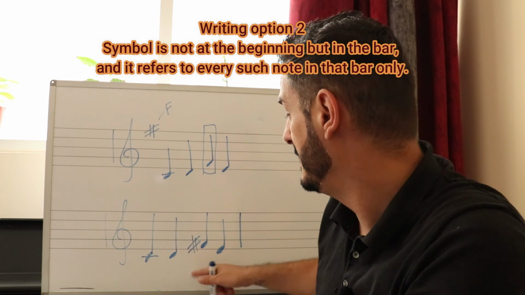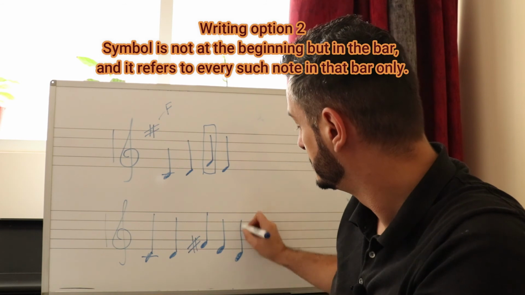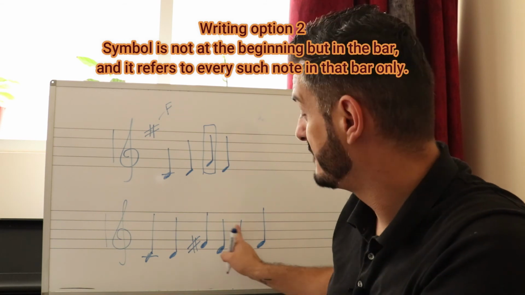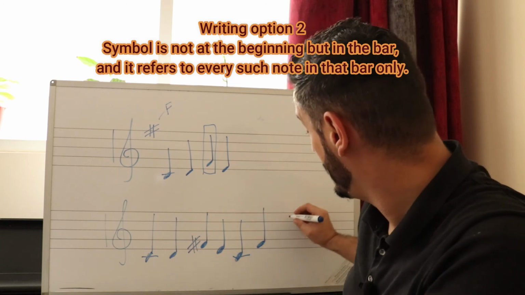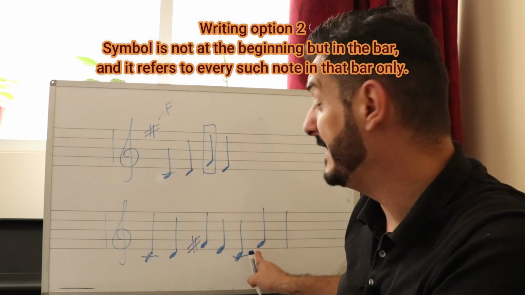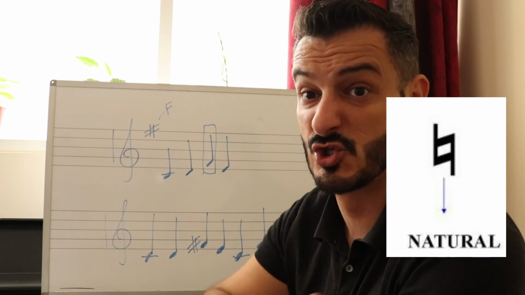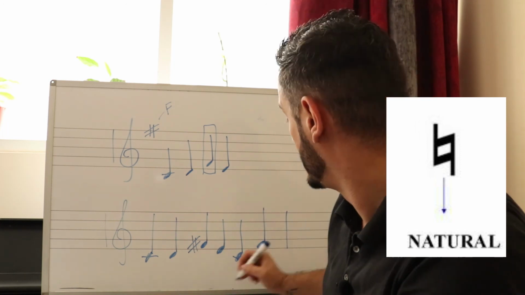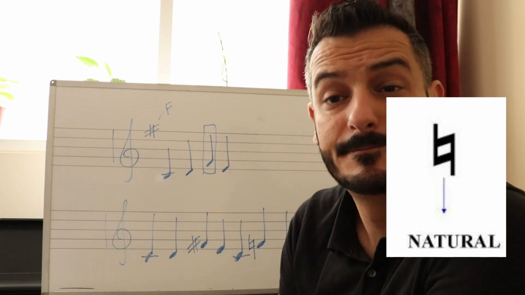So let's say that this bar is longer, and we have do again, and we have F again. This F is going to be F sharp again, because this is what we told. So if at the beginning of this bar, on the first note, it refers to every note in the bar, unless we put a symbol to stop playing F sharp and play F natural. And this is the symbol for the natural. Okay?